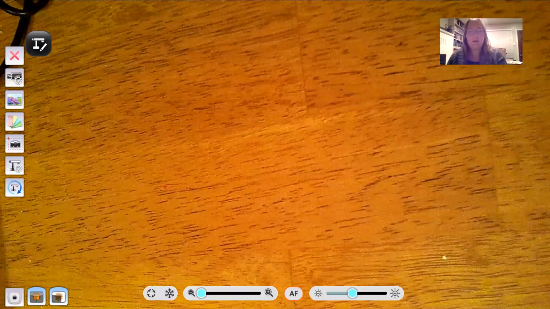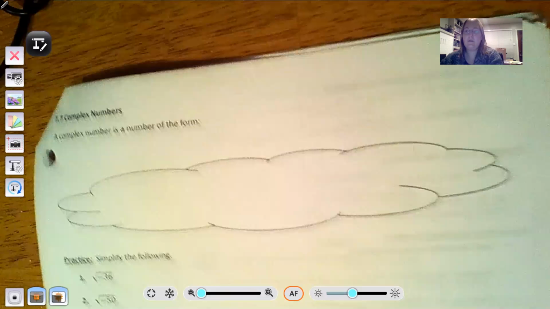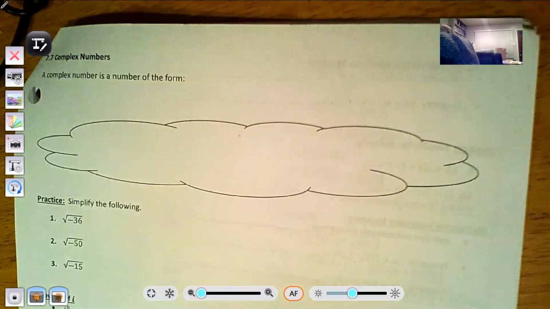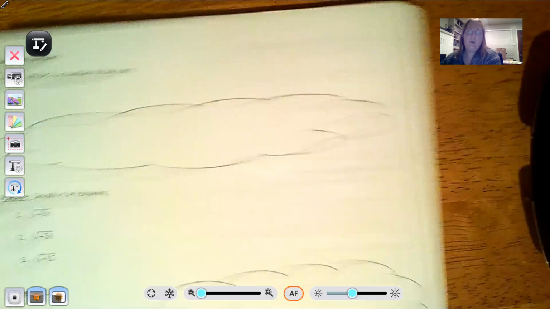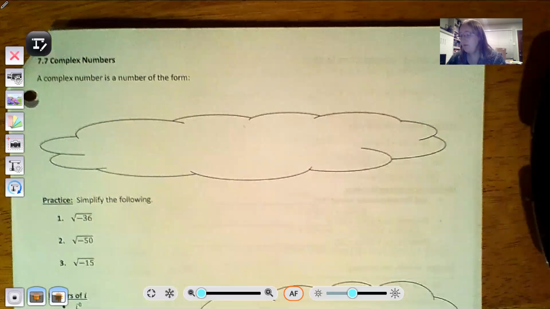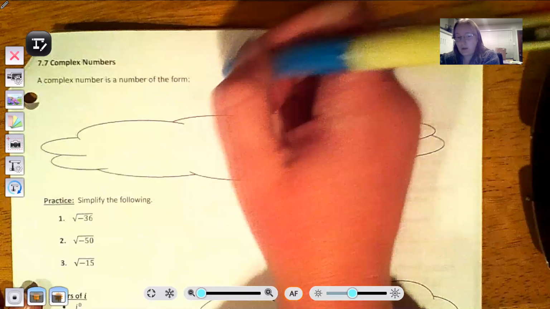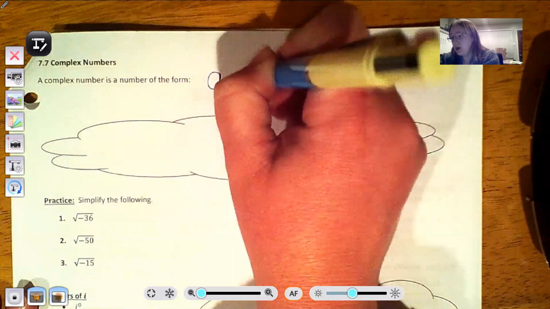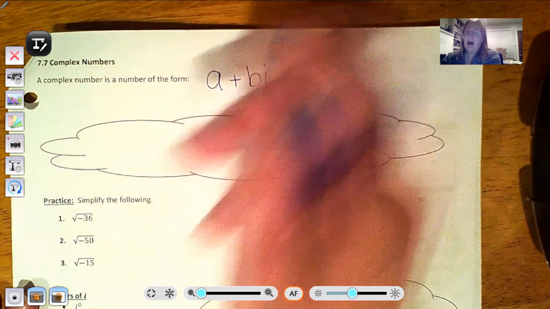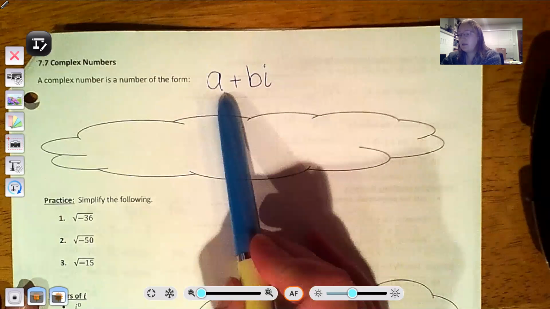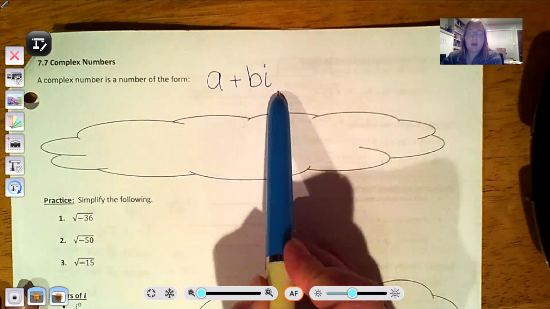All right, so 7.7 is on complex numbers. And up until this point in your math career, we've been stuck in the real number system. So this is a very new idea. A complex number is a number where you have some integer plus or minus another integer times i. And the i is the imaginary part, makes it imaginary. So there's the real part, and this is the imaginary part of the expression.